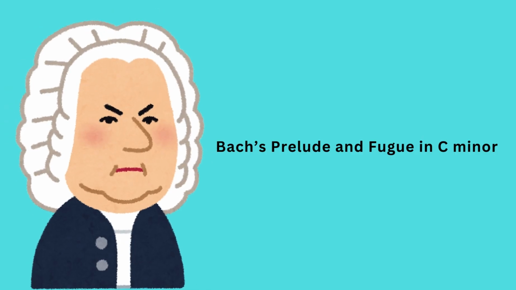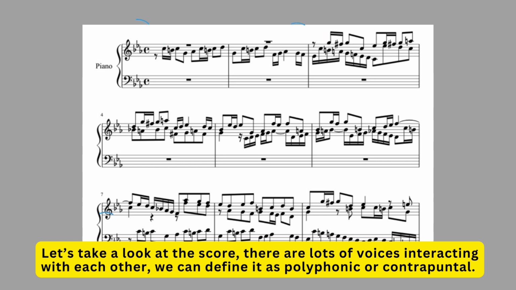This is Bach's Prelude and Fugue in C minor. Let's take a look at the score. There are lots of voices interacting with each other. We can define it as polyphonic or contrapuntal.